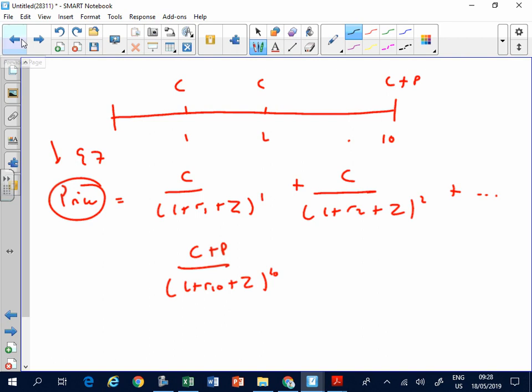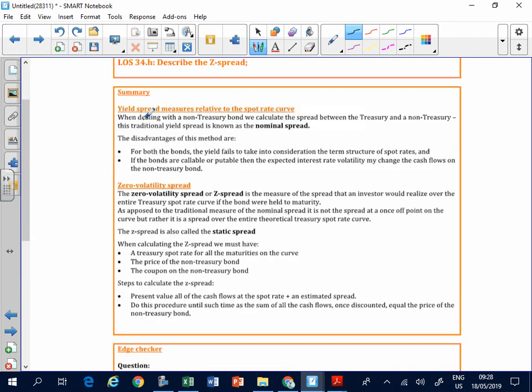Okay, so this is that spread. Again, like we said, it's a static spread. It's a single spread I apply above the entire spot rate curve that I discount the future cash flows at to recover the market price. Okay, we got that.